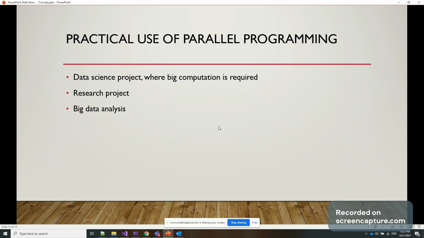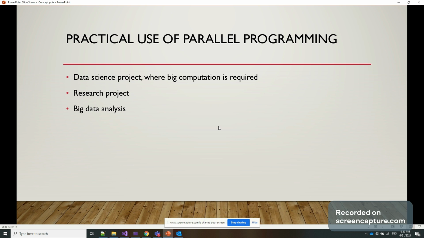Coming to the next topic, the practical use of parallel programming. Parallel programming is used in big projects. Right now we hear a lot about data science. I already made a video on data science; you can take the reference from there, on what data science is. In data science, we have big calculations to do while processing data, so in that type of programming we need to use parallel programming. It is also used in research projects, because for research we also need to manage our time.